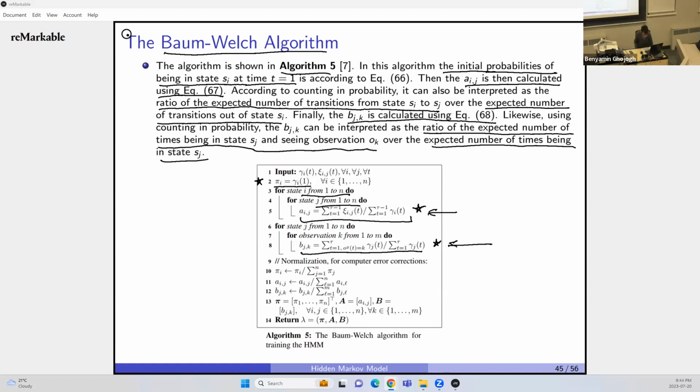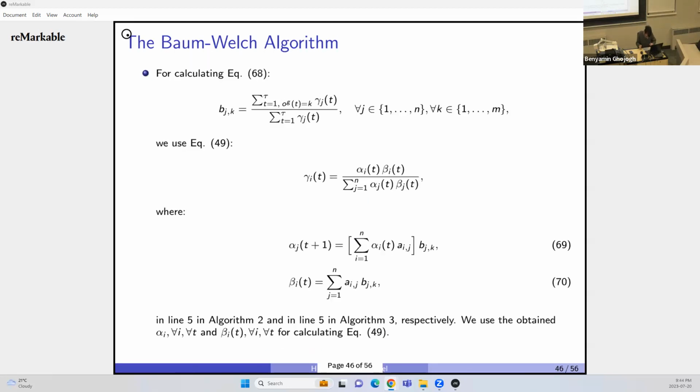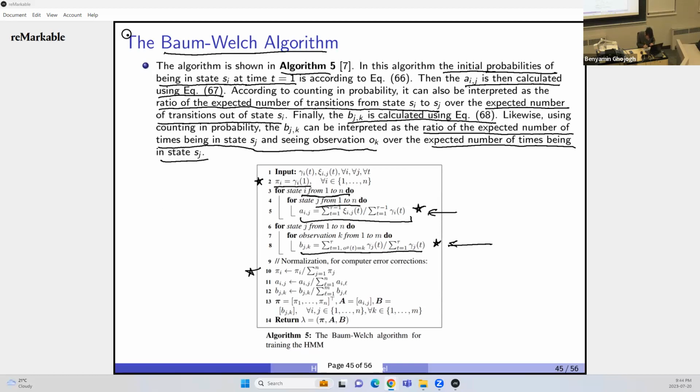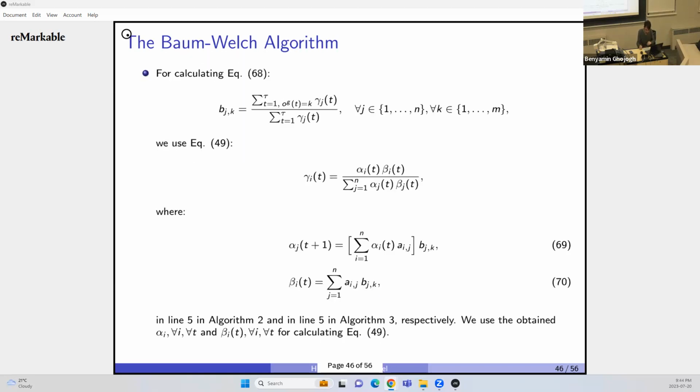Okay, so now normalization. Did we talk about it? Yes. We also normalize them for computer error corrections. After we find these, we might have some computer errors, whereas they need to sum to 1. Therefore, let's normalize them in lines 10, 11, and 12. And then we return these, the elements of A, B, and pi. So this is the Baum-Welch algorithm.